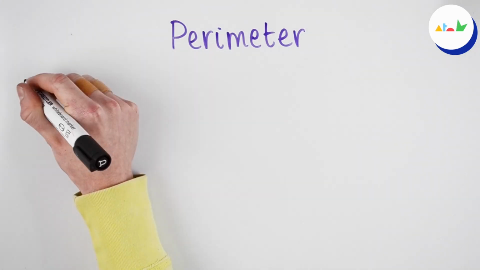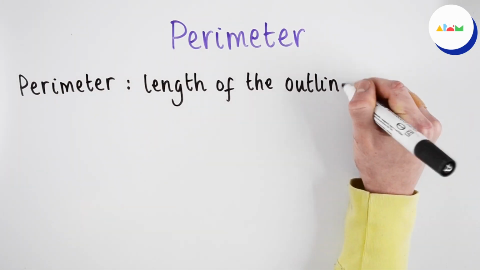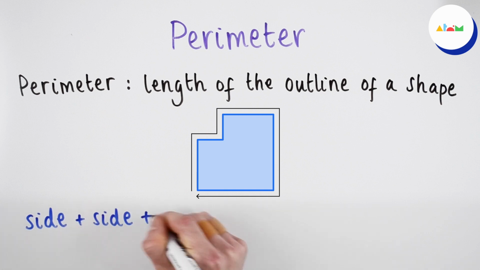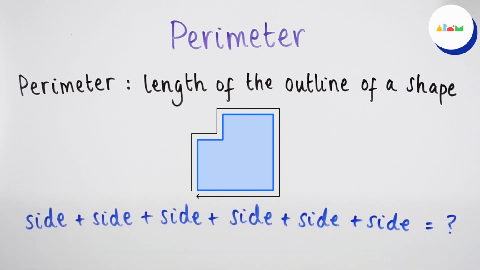Perimeter is the measurement of distance around a shape. It can be thought of as the length of the outline. You can work out the perimeter of a shape by adding the lengths of all the sides together.